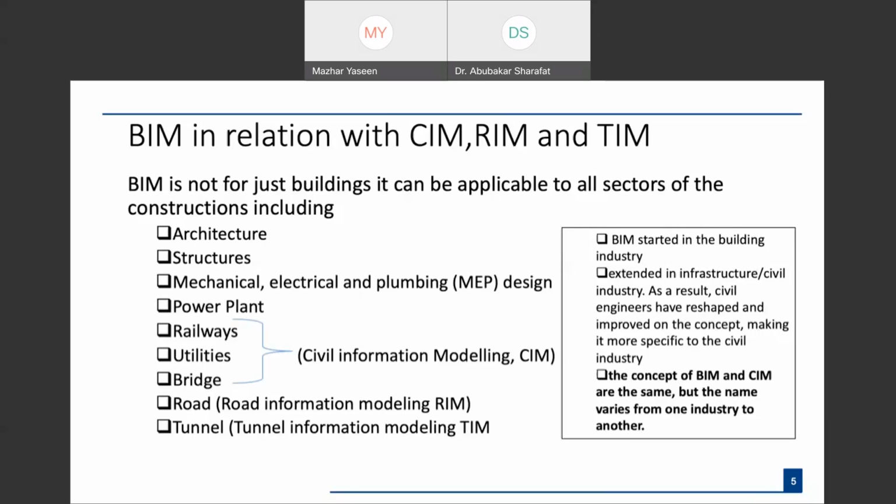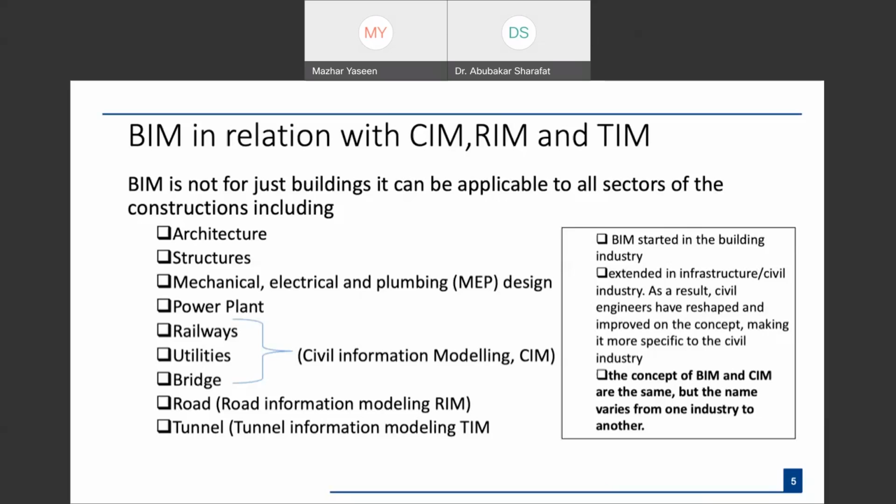But when we talk about BIM in relation with civil engineering or infrastructure projects, such as structures, power plants, railways, bridges, roads, and tunnels, development is still going on, and there are still a lot of standardization issues. There are still a lot of software issues. If we look from the architecture point of view, BIM is very established and matured.